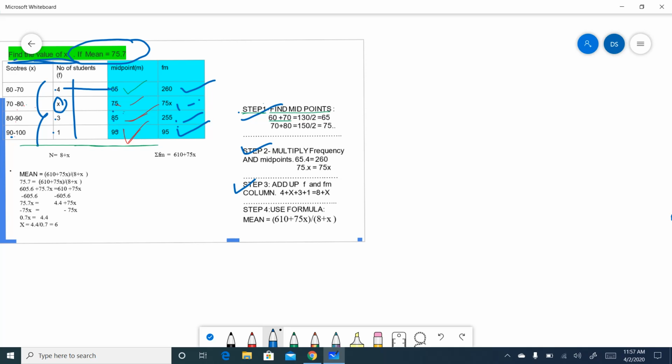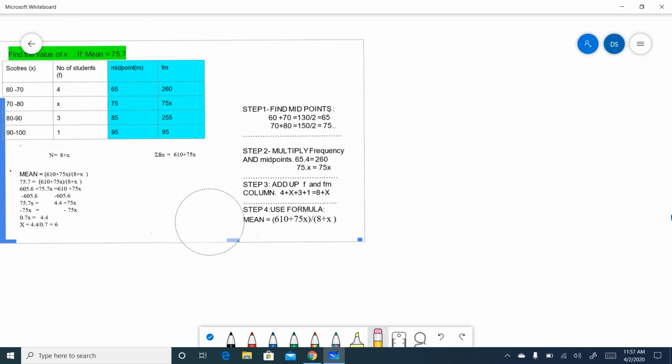And the third step here is to add the f and fm columns. Let me erase the first part here. So we add this one: 4, 3, and 1. 4 plus 3 plus 1 is 8, plus x. We cannot write 8x because x and 8 are not like terms, so we cannot add them. Similarly add this one: 260, 255, and 95, which is 610, plus write down the 75x.